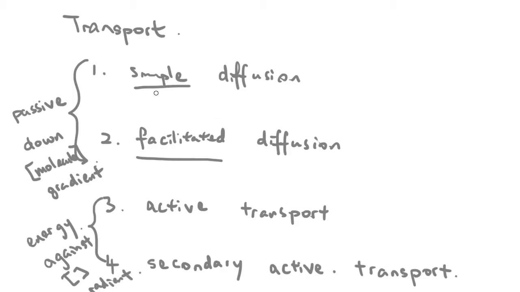So the difference between simple and facilitated is that simple diffusion doesn't require protein to do that. So facilitated diffusion requires transmembrane integral proteins to passively transport the molecule or substance across the membrane.